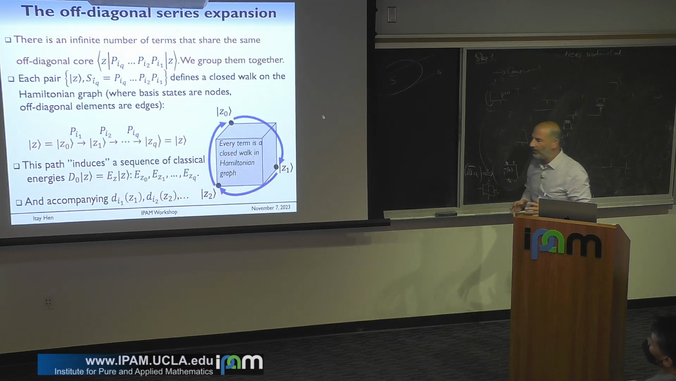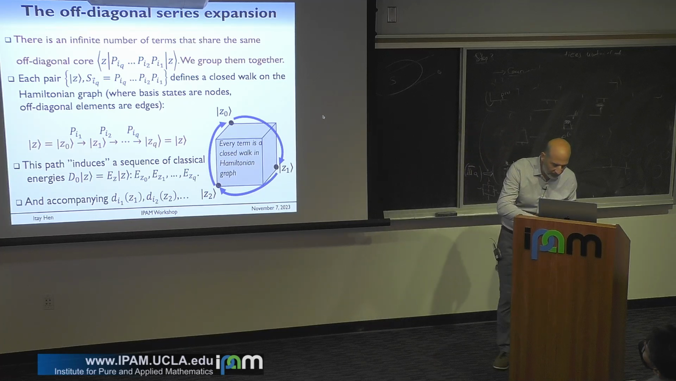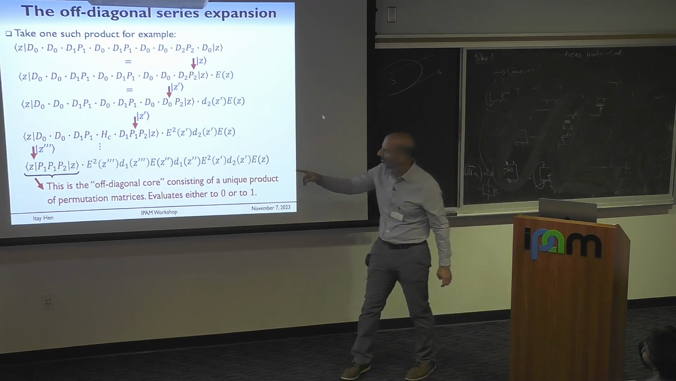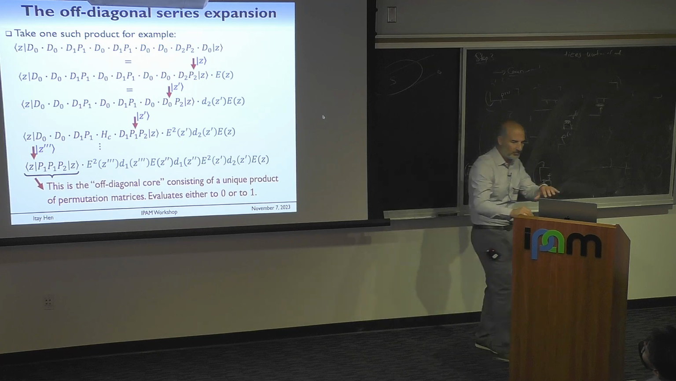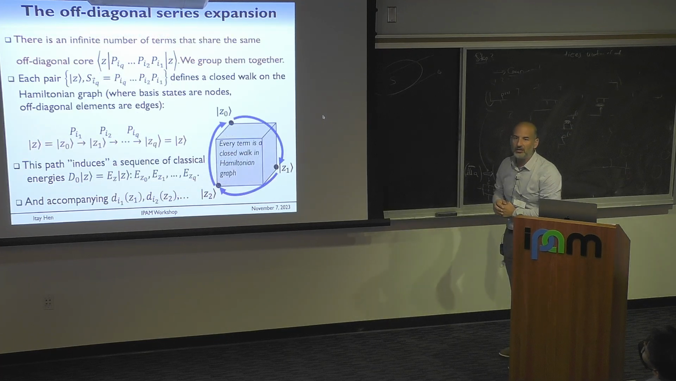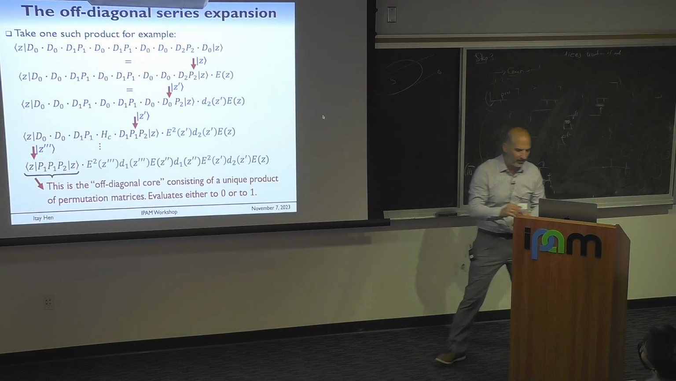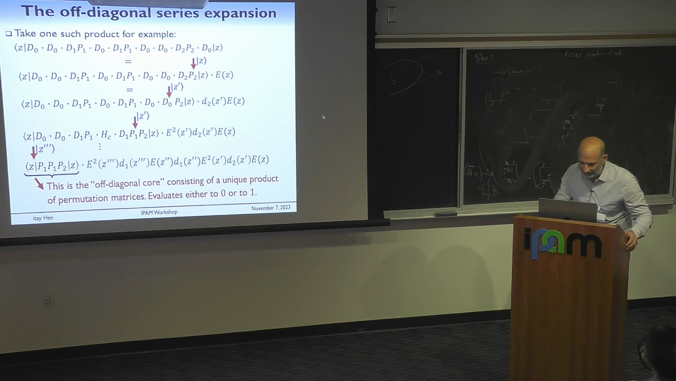Now, one thing to notice, I guess, is that if you look at all the terms, there are actually infinitely many terms that have the same off-diagonal core, because they have different d's, but the same p's. And so is z part of what you call a core or not? No, z is not part of the core. I would call the core just the triplet of p's, okay? But this is just a convention, I guess.